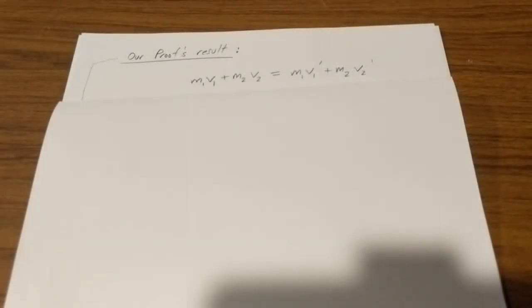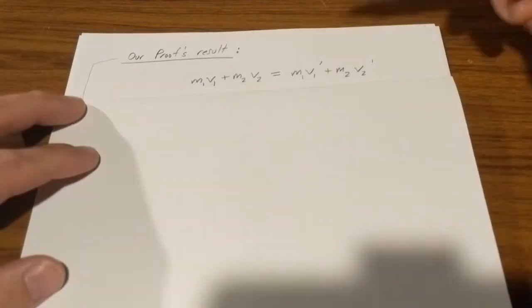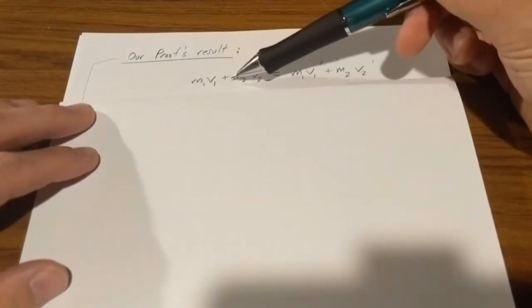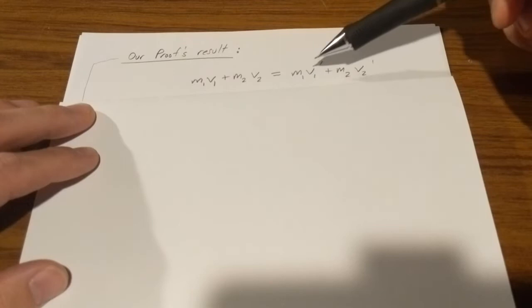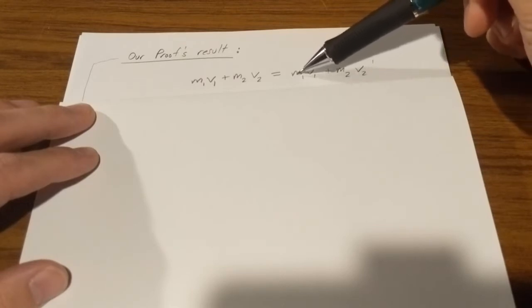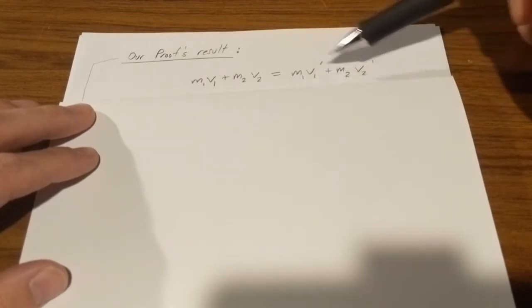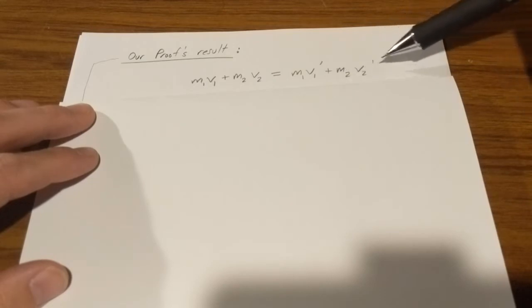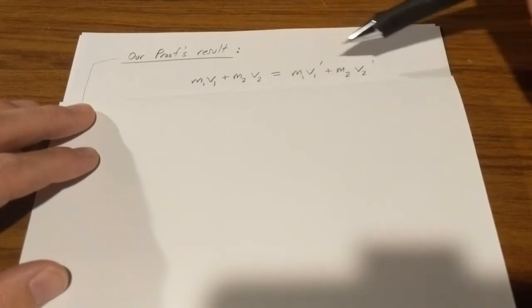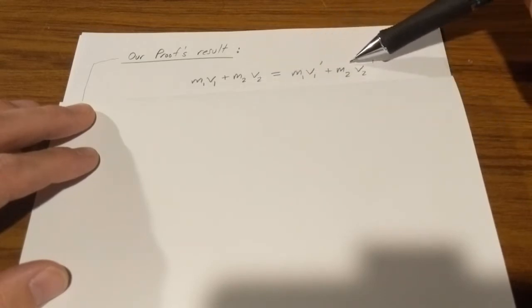Here again is the result of that proof. It is that m1v1 plus m2v2 equals the new m1v1 prime plus the new m2v2 prime. This is before and after the interaction has taken place.